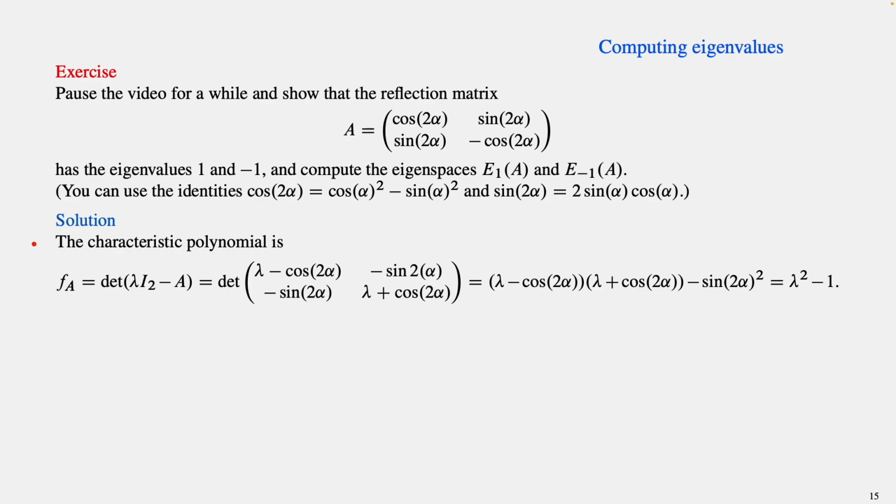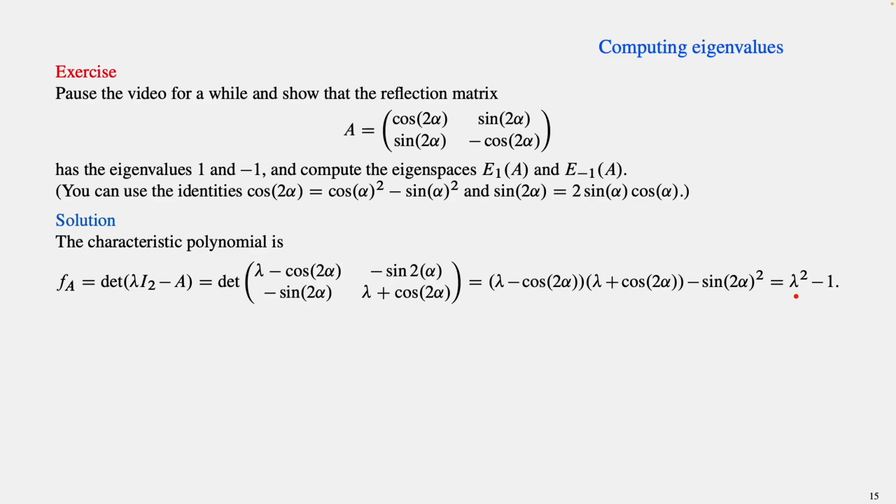Now, the solution, and I hope you really tried hard to find it yourself, is that the characteristic polynomial of our matrix A is the determinant of lambda identity minus A, which is the determinant of this matrix here. We just use the usual formula for the determinant to compute it. So we have lambda times lambda minus cosine 2 alpha times lambda plus cosine 2 alpha minus sine 2 alpha squared. And this turns out to be just lambda squared minus 1 if you expand this product and combine cosine squared and sine squared to 1.